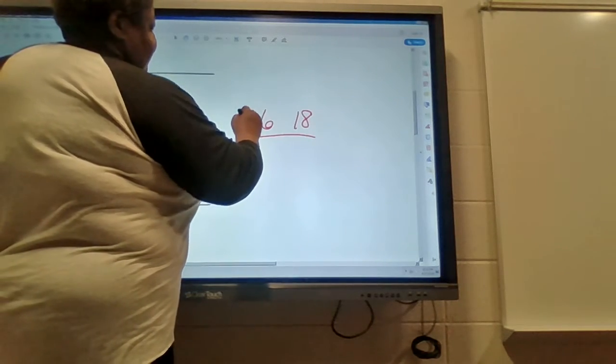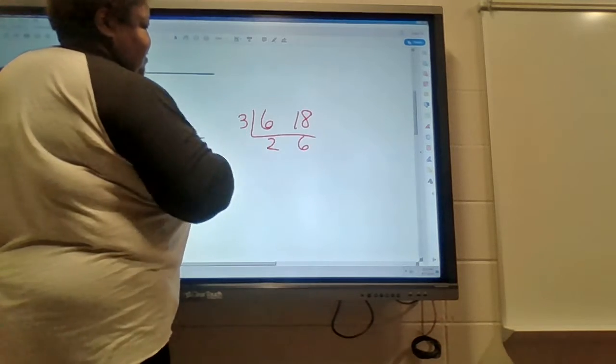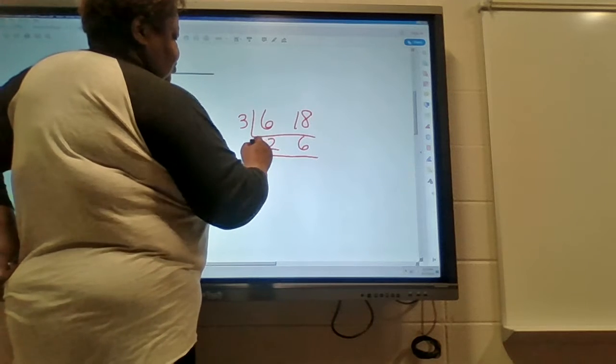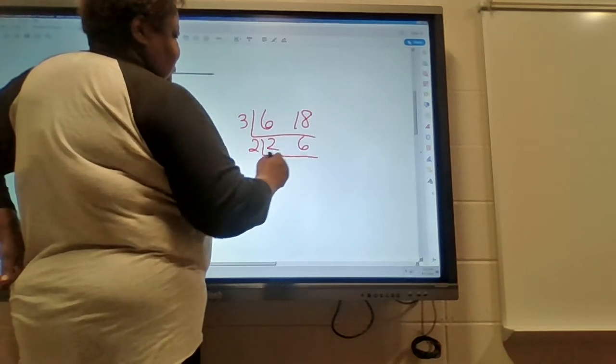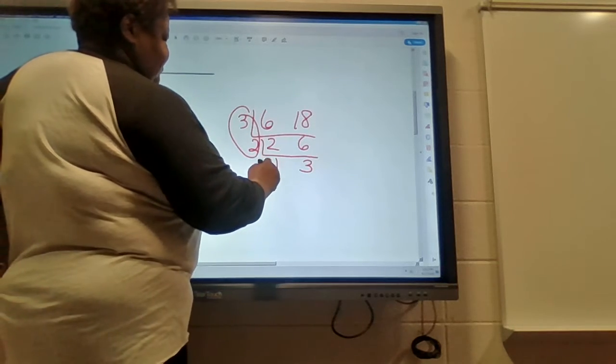1 plus 8 is 9. 3 goes into 6 2 times. 3 goes into 18 6 times. These two are also divisible by 2. 2 goes into 2 1 time. 2 goes into 6 3 times. So here's my GCF.